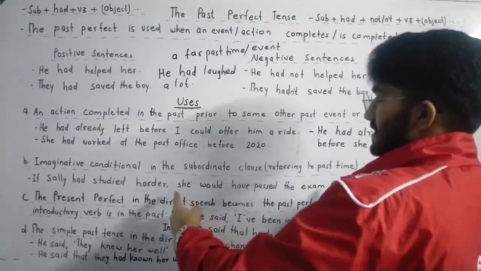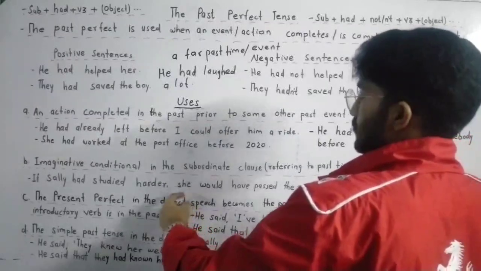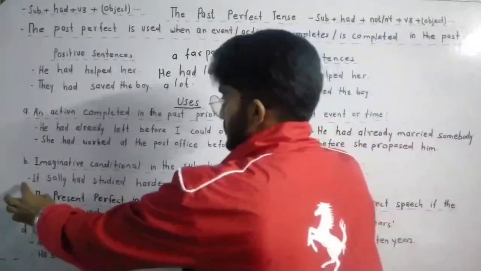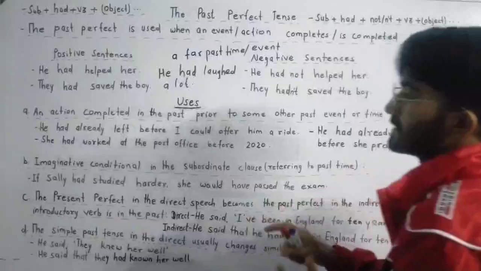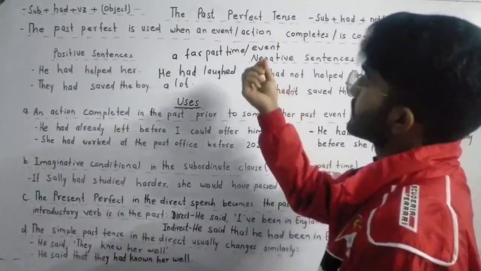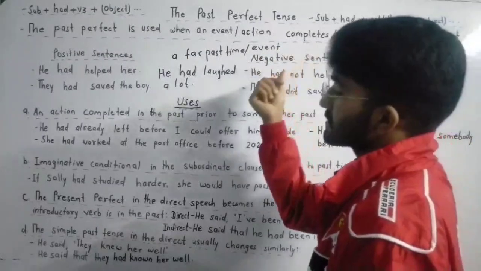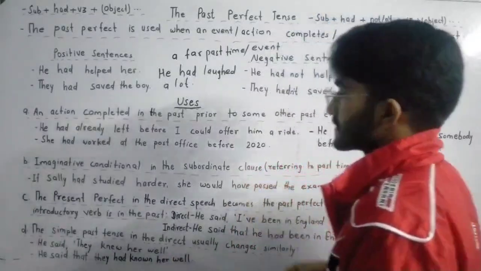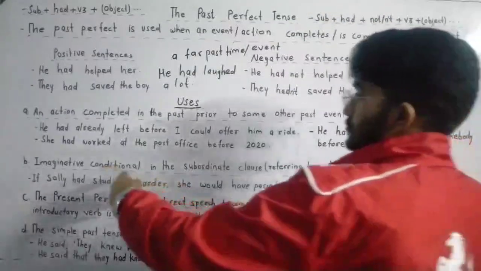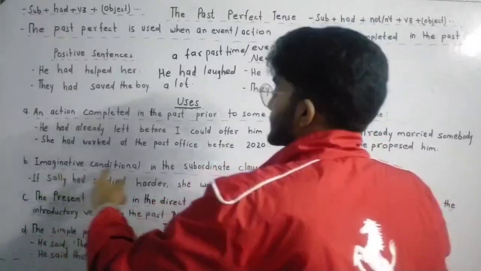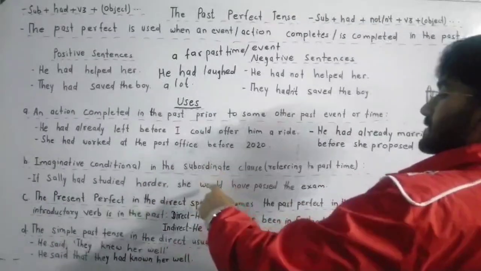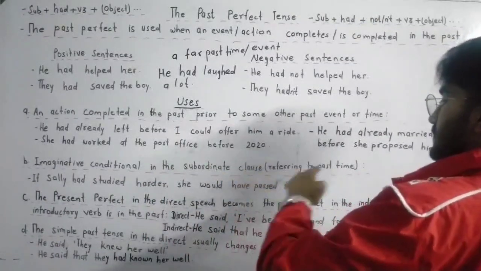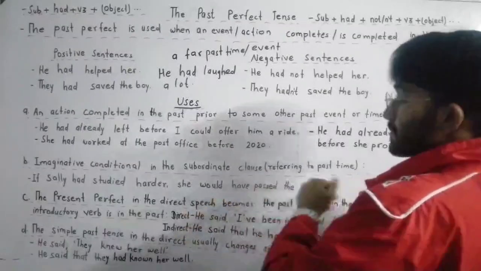That's why I just said, without this one, this clause is not complete. That's why we use the past perfect tense in the subordinate clause in this situation. For example, imaginative conditional in the subordinate clause referring to past time. See, referring to past time.